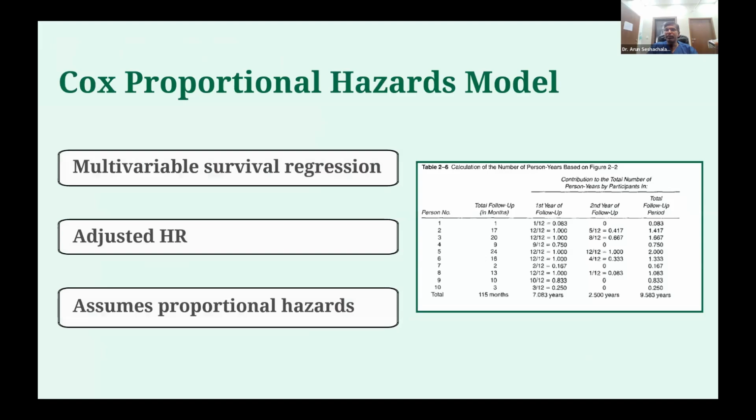So the Cox proportional hazard model is again a multivariate regression model. Again, it is used for adjusting the hazard ratio. The log rank model doesn't adjust, but when you use the Cox proportional hazard model, you can adjust according to various other predictors, other confounding factors that are having an effect on the outcome. So for adjusting the hazard ratio, the Cox proportional hazard model is used.